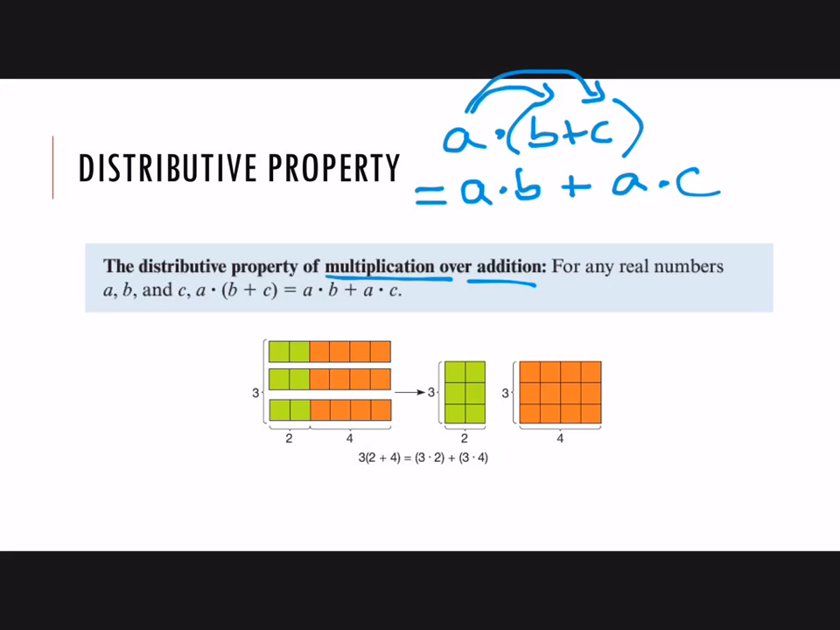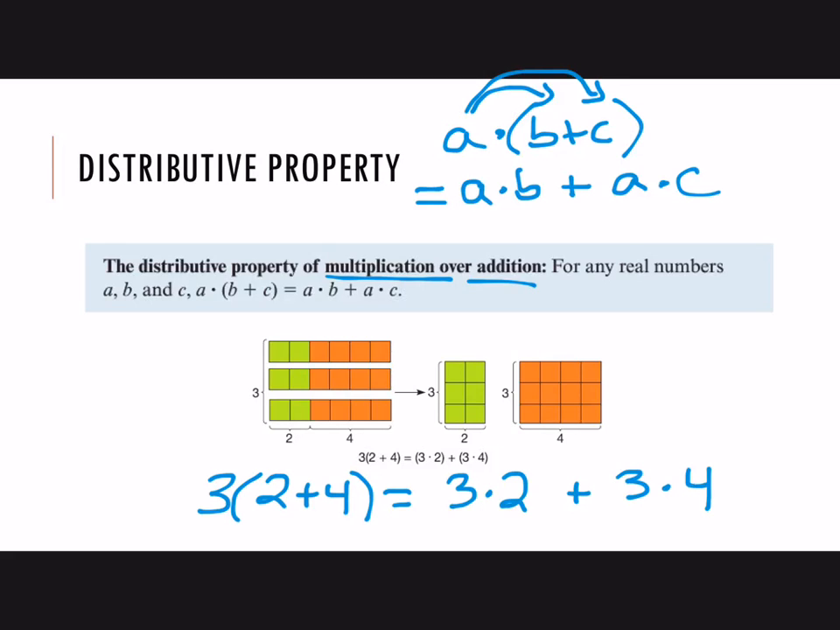Here's a specific example from your textbook. This is saying 3 times the sum, 2 plus 4, is the same as if we distributed the 3 times the 2, distributed the 3 to the 4, and then did the addition afterwards.